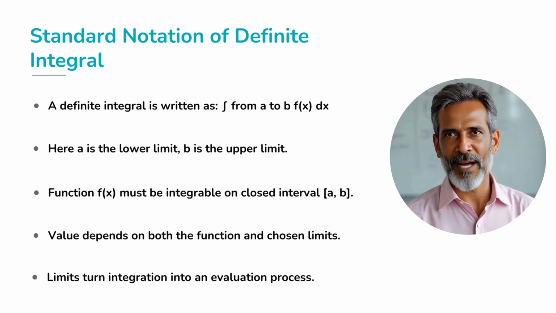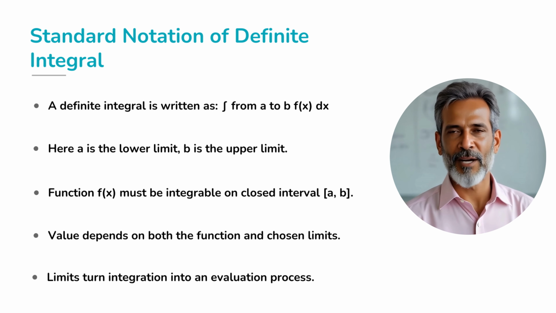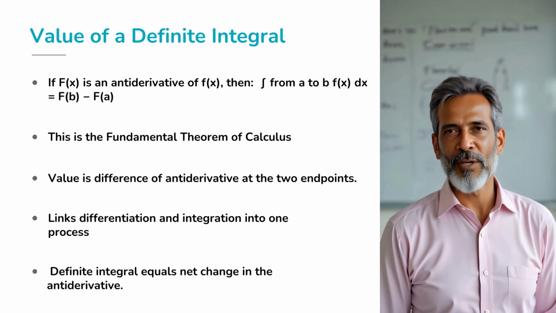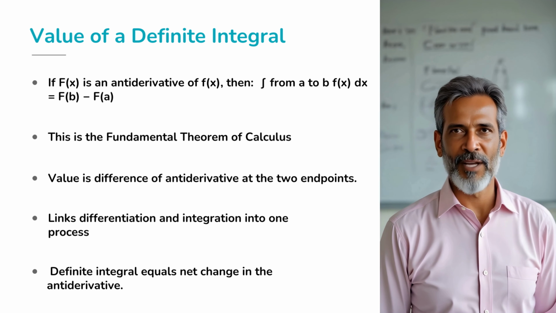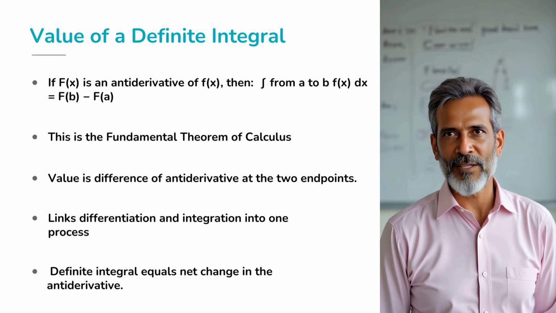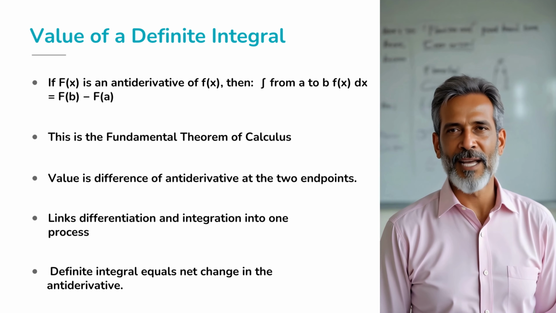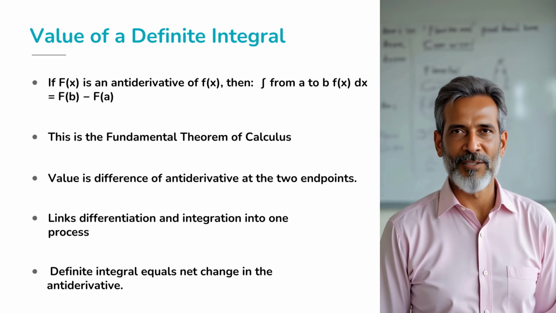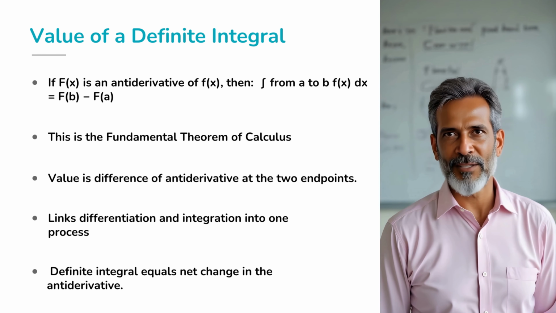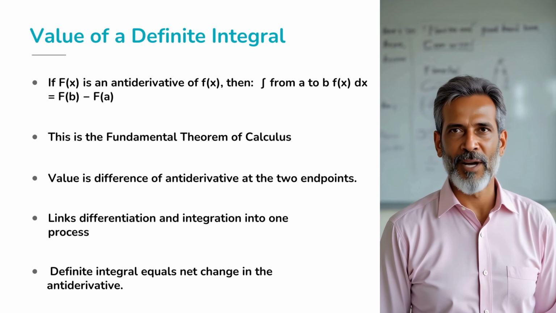This notation is compact, but it's telling us we are capturing the area under the curve y equals f of x between x equals a and x equals b. Now, how do we calculate this definite integral? If capital F of x is any antiderivative of f of x, then the formula is integral from a to b of f of x dx equals capital F of b minus capital F of a. This is known as the fundamental theorem of calculus. So instead of summing infinitely many small slices, we just evaluate the antiderivative at the two endpoints and subtract.